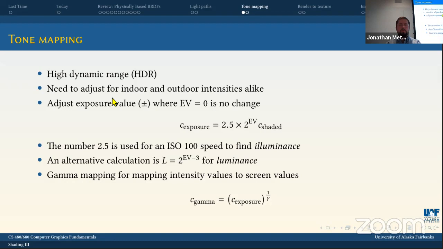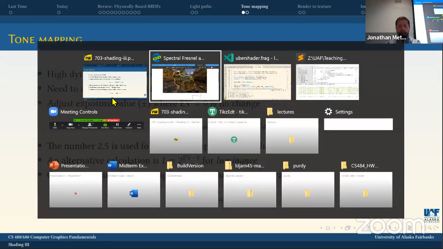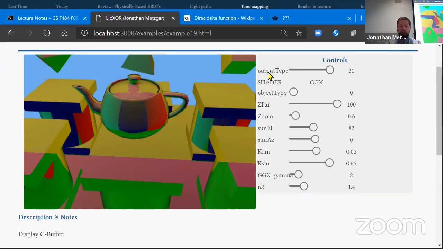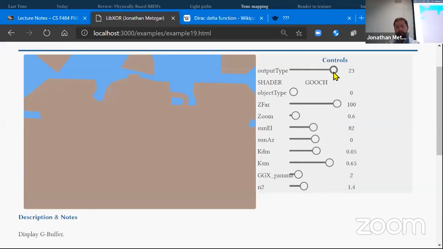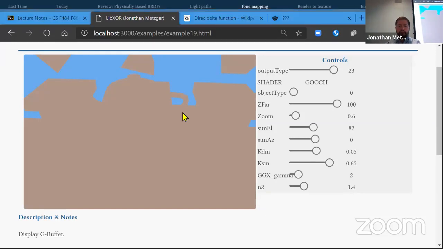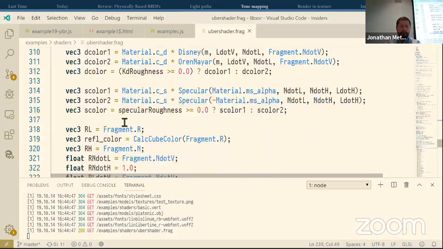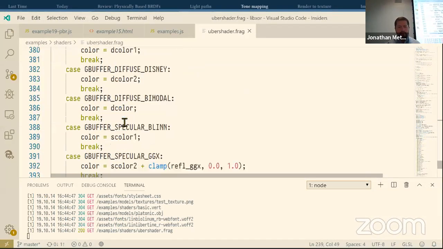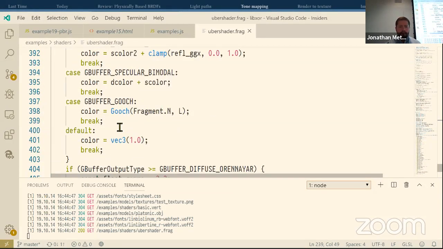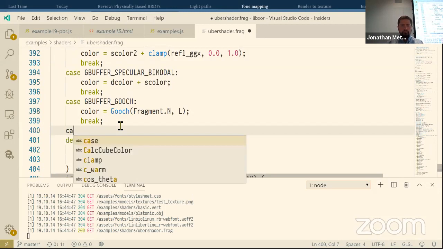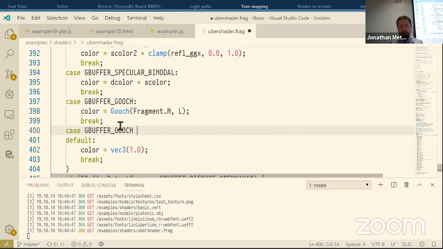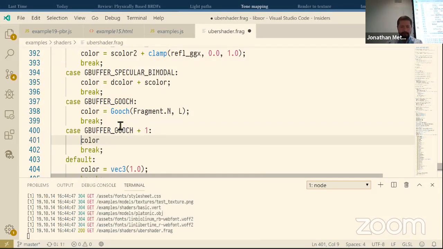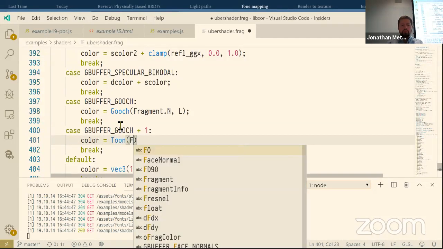I guess we'll talk more about tone mapping on Wednesday, but let's talk a little bit about Gooch shading. I don't have this perfect on here. We can talk about it in the fragment shader. Right now I'm just calling Gooch with, it's not really +1, but we're going to go with it. We're going to make another function called tune.